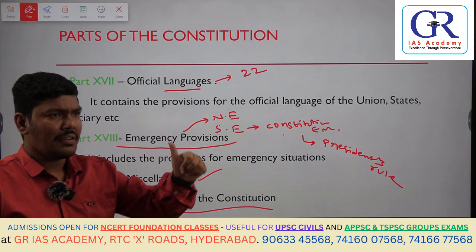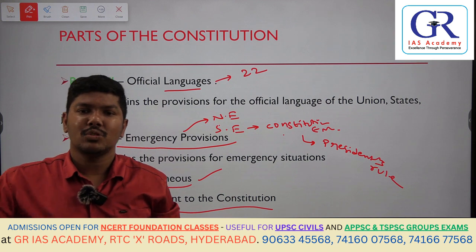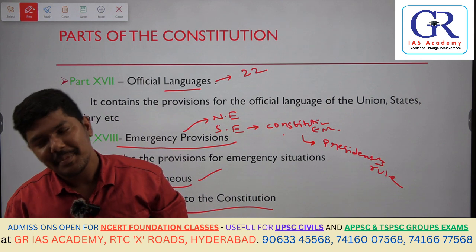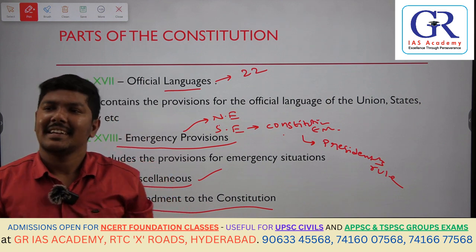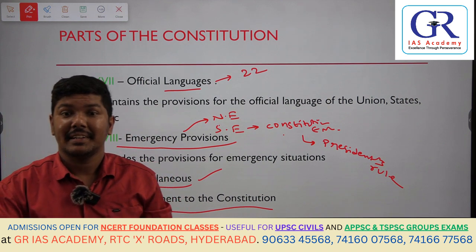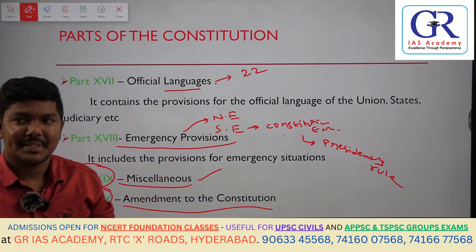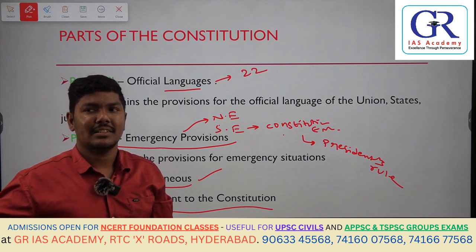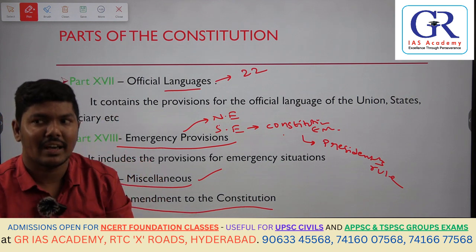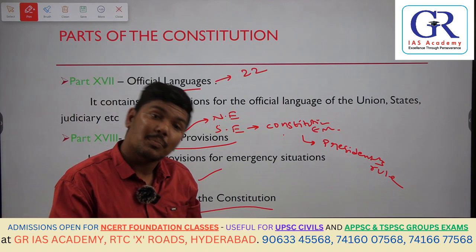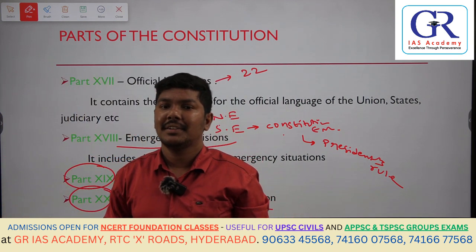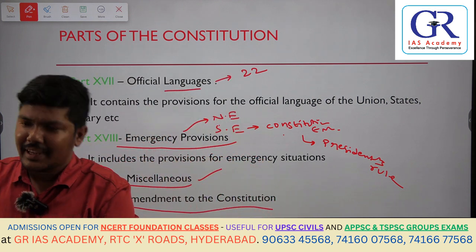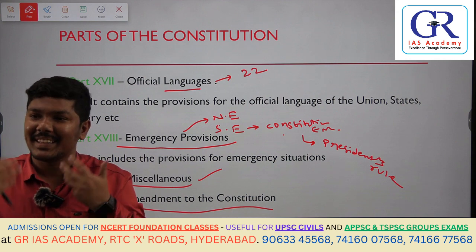Okay. So, Part 1, Union and its territory. Part 2, citizenship. Part 3, Part 4, Part 4A, duties. Part 5, Union government, the highest level. State government. Part 7, repealed, not there. Part 8, Union territories. Part 9, something lower level, still more lower level, panchayats. 9A, municipalities. 9B, cooperative societies. Revise these parts tomorrow so that you will be very thorough with me as well.